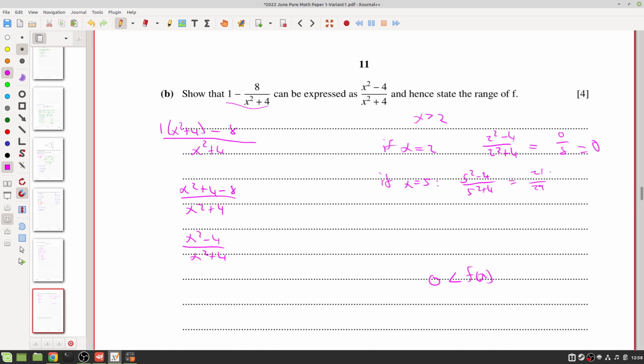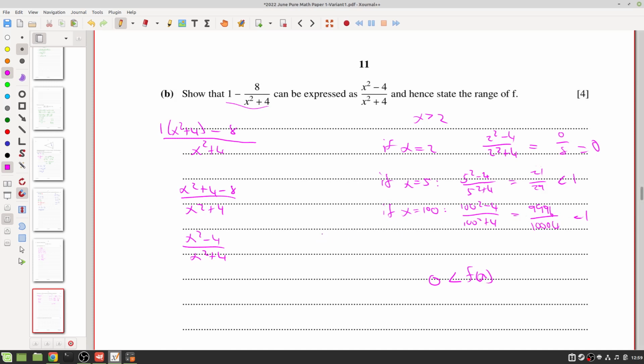Okay, so this is something, it's still less than 1, right? So that's still less than 1, but it's also bigger than 0. Now let's say we make x a lot bigger, so if x equals, let's say, 100, what do we get then? 100 squared minus 4 over 100 squared plus 4. So that gives us 9,996, I believe, over 10,004. So this is still less than 1, right? But it's getting closer to 1.